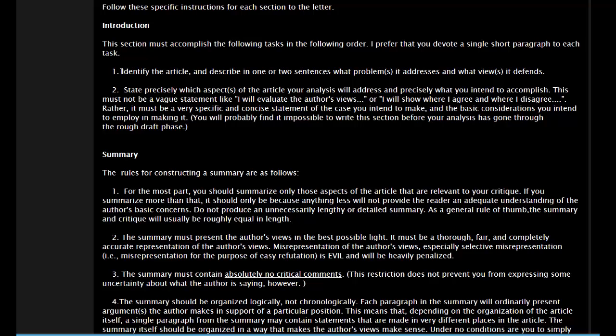So the first one, you just identify the article and describe in really just 1 or 2 sentences what problems it addresses and what views it defends.